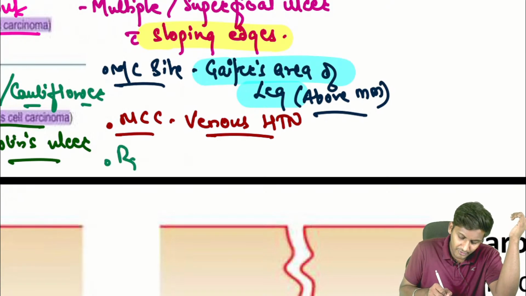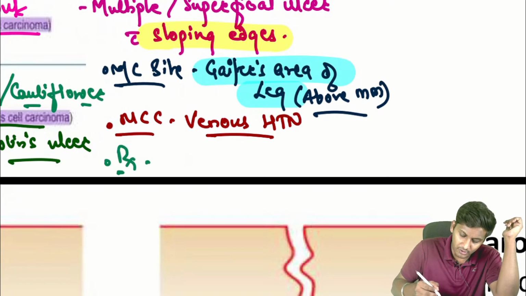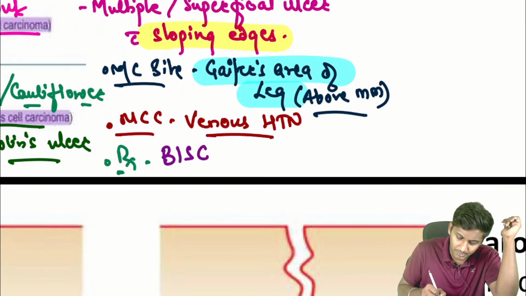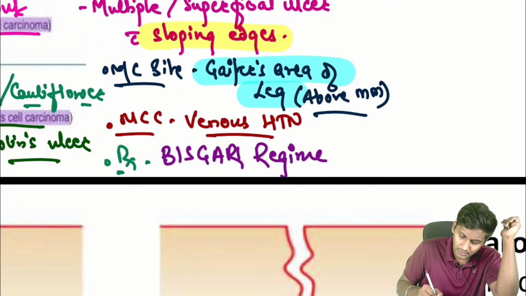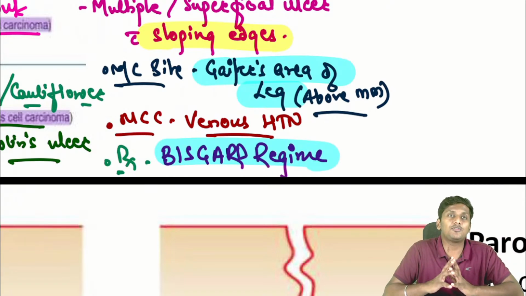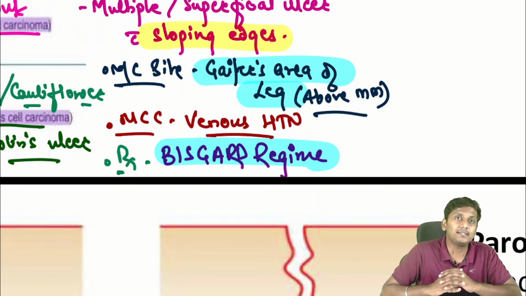And the treatment is done by which regime? You have to remember, the treatment of a varicose or a venous ulcer is done by the Bisgard regime. Now what is this Bisgard regime? In the Bisgard regime you have to remember 3 E's. Okay, remember the 3 E's.